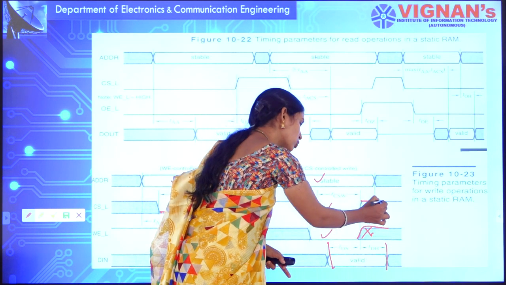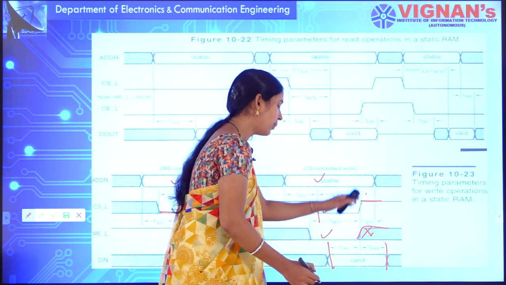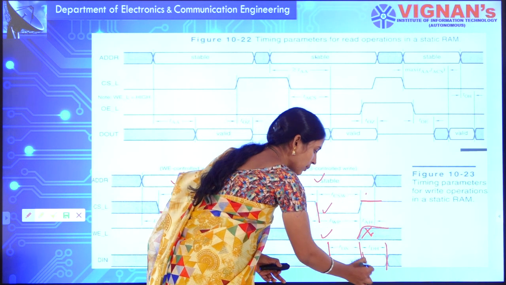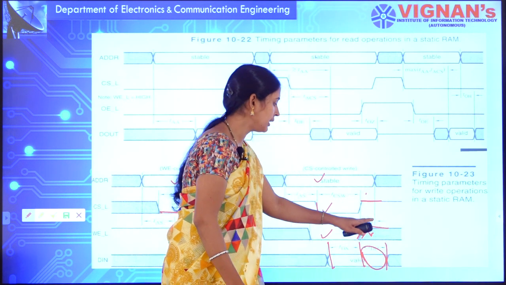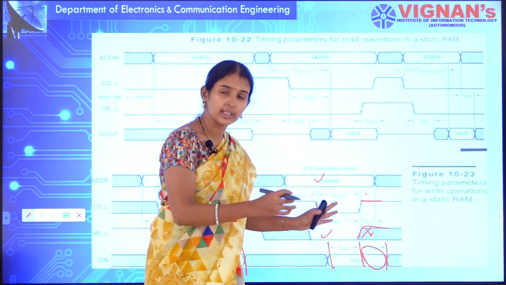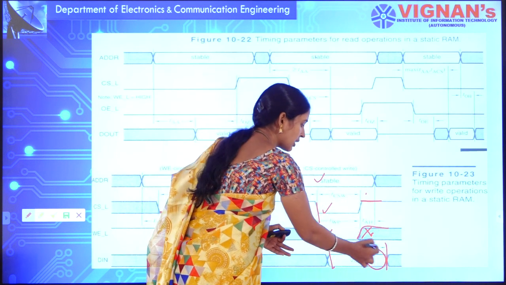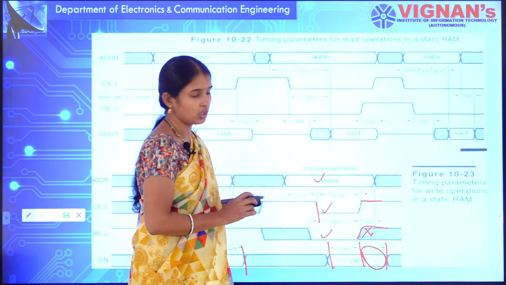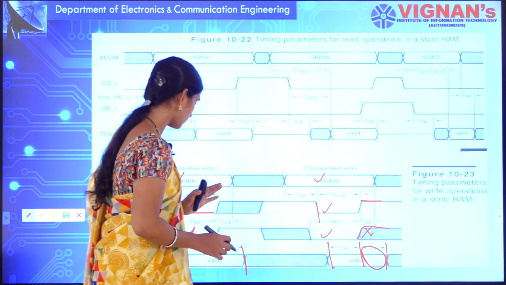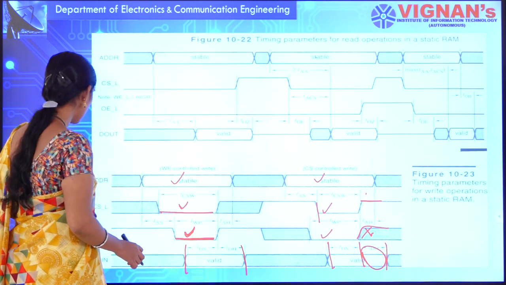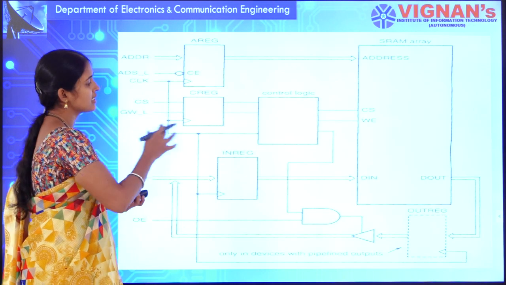Even though chip select is also not asserted, it is going to write some data, that is your TAH. So, the address is available, and at that particular address it is writing some valid data. Okay, write operation. This is all about your write operation. This is your synchronous SRAM.